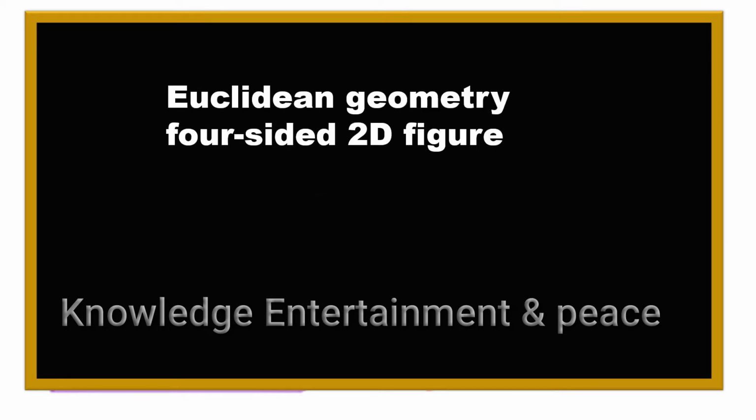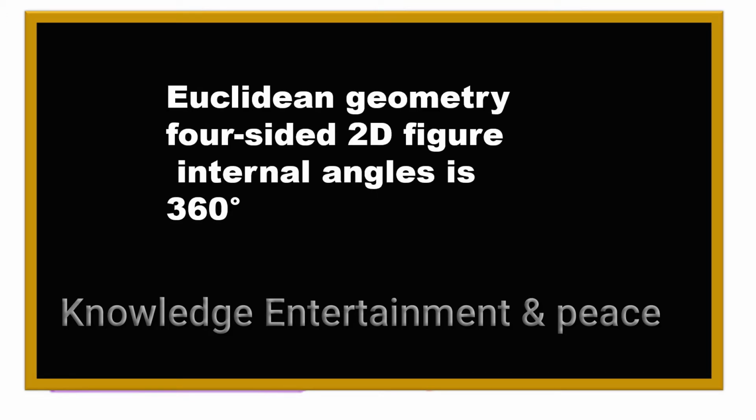In Euclidean geometry, a quadrilateral is a four-sided 2D figure whose sum of internal angles is 360 degrees. The word quadrilateral is derived from two Latin words, quadri and latus, meaning four and sides respectively. Therefore, identifying the properties of quadrilaterals is important when trying to distinguish them from other polygons.